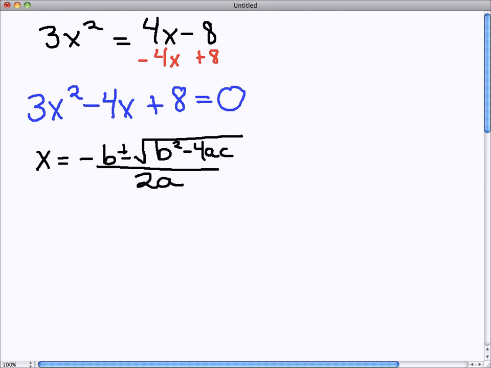And in order to do this, I need to get some values for a, b, and c. Remember, a is the number with the squared term, so in our case, it's going to be 3. B is the number with the x, or the single variable, so in our case, it'll be negative 4. And c will be the number all by itself, or in our case, negative 8. And I can go ahead and plug these in.